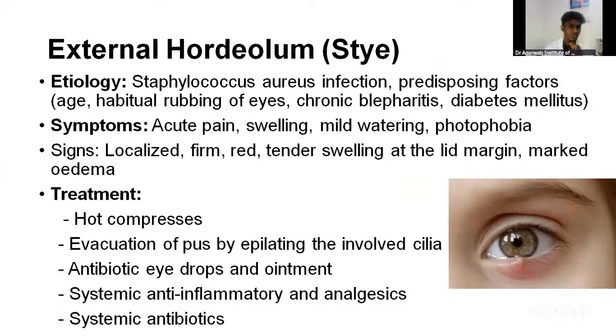Hordeolum externum. Etiology: Staphylococcus aureus infection. Predisposing factors: age, habitual rubbing of eyes, chronic blepharitis, diabetes mellitus. Symptoms are acute pain, swelling, mild watering, photophobia. Signs: localized, firm, red, tender swelling at the lid margin, marked edema. Treatment: hot compression, evacuation of pus by epilating the involved cilia, antibiotic eye drops and ointment, systemic anti-inflammatory and analgesics, systemic antibiotics.